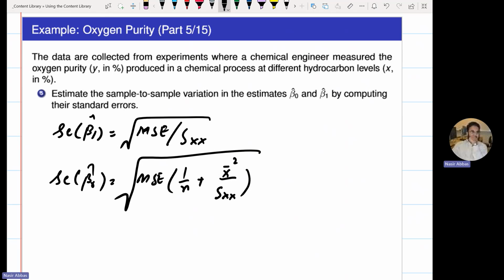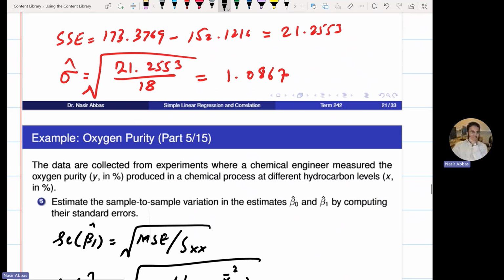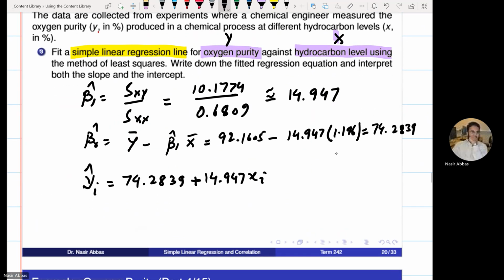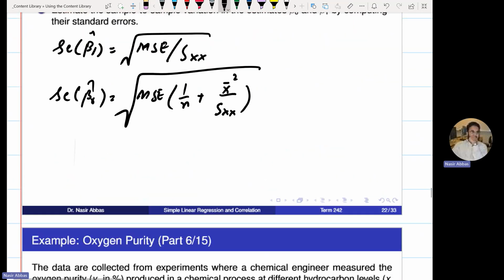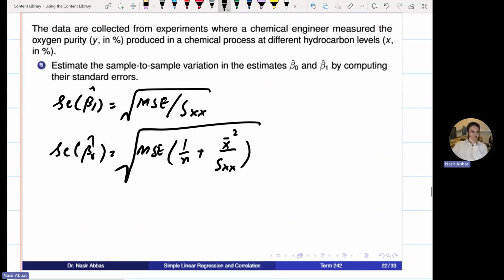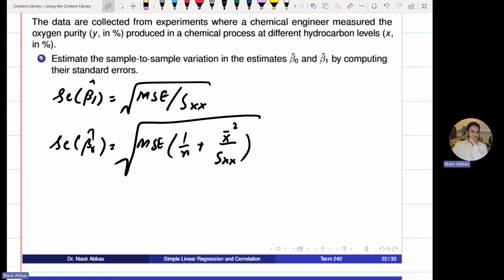Have you found SXX already? Have you found MSE already? Have you found X bar already? Mean of X. For finding the intercept, you found X bar here. You found the mean of X. You found the mean of Y already. Even if you didn't, you know how to find the mean of X. You have a column of X. What is N? In this question, 20.